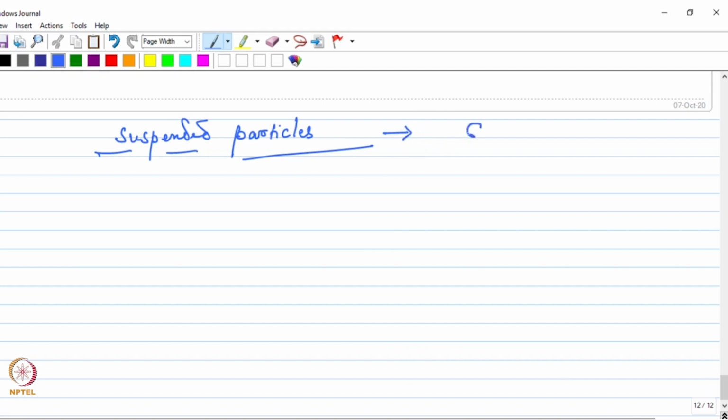So here we are basically adding some grain refiners into the liquid metal, and these grain refiners will actually provide you some solid suspended particles in the melt, and these will act as the preferential or the heterogeneous nucleation sites.